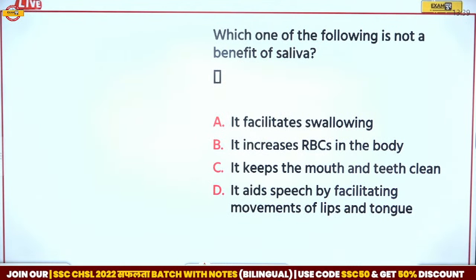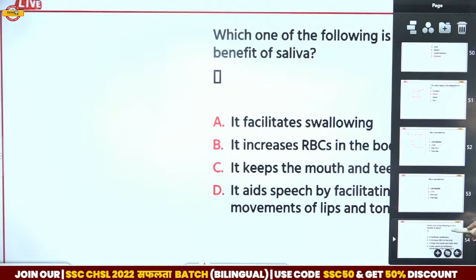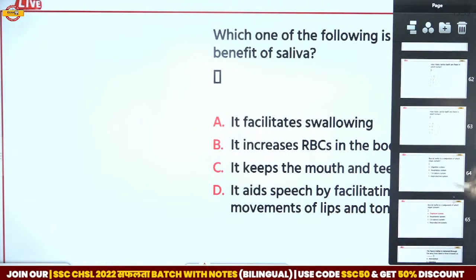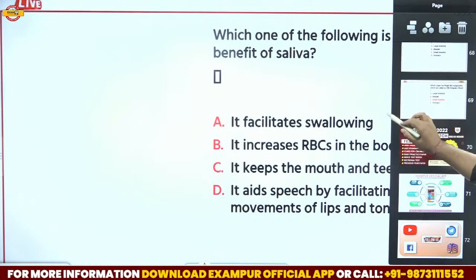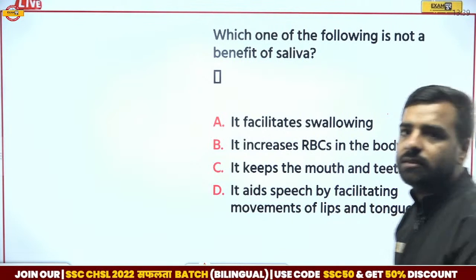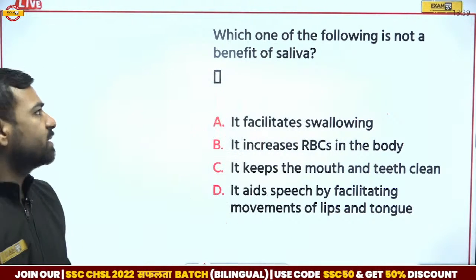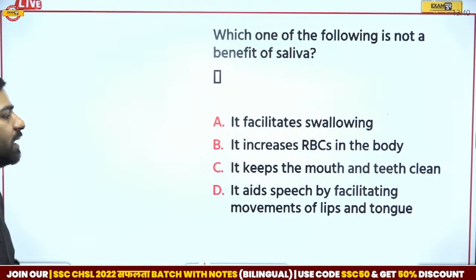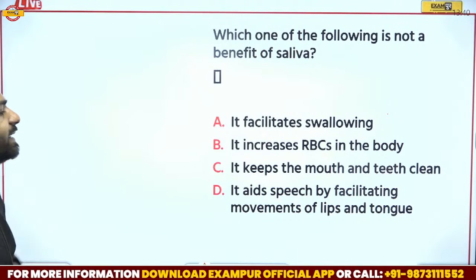Next we have, which one of the following is not a benefit of saliva? So these are the four options here. What do you think? What is the correct answer over here? Just a second. Okay. So yes, which among the following is not a benefit of saliva? We have four options. It facilitates swallowing. It increases RBCs in the body. It keeps the mouth and teeth clean. It aids speech by facilitating movements of lips and tongue. What do you think?